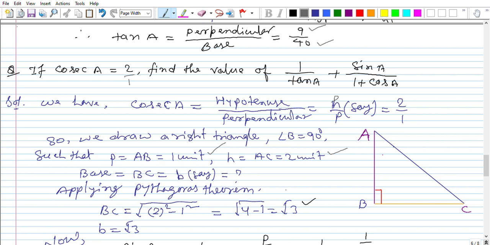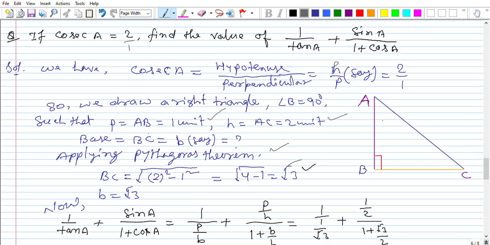Applying Pythagoras theorem, BC equal to the square root of hypotenuse square minus perpendicular square. So 2 square minus 1 square, 2 square equal to 4 minus 1 square 1, we get root 3. What is the value of BC? That means BC equal to root 3 we get, and the given expression we have.